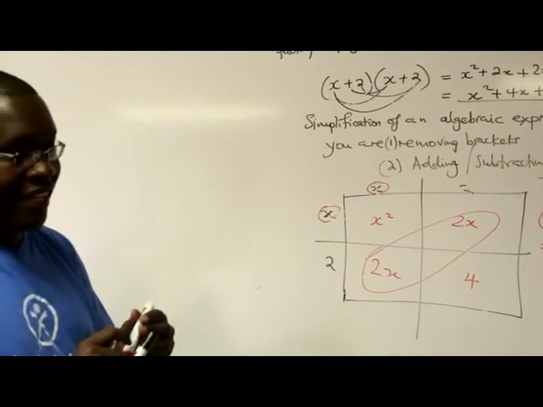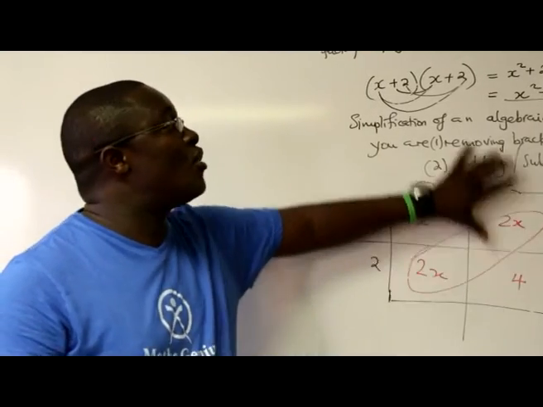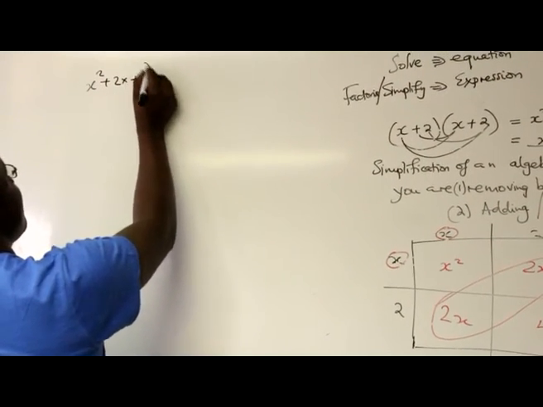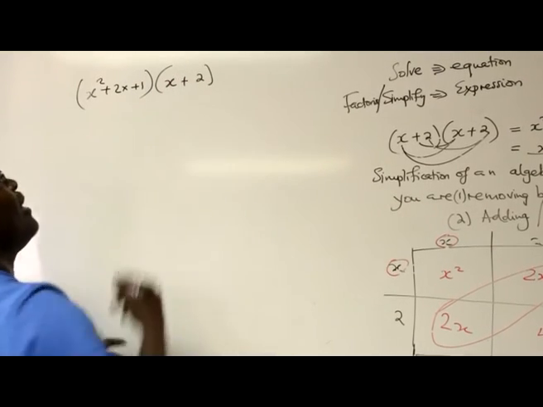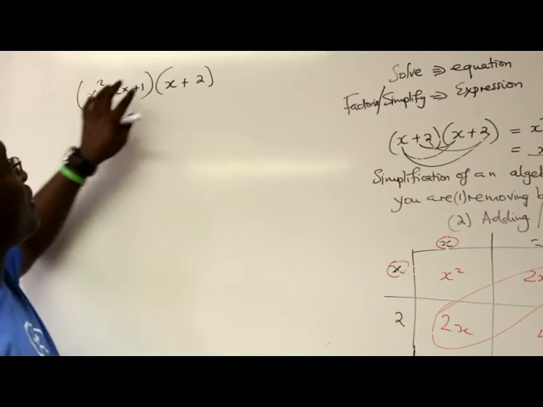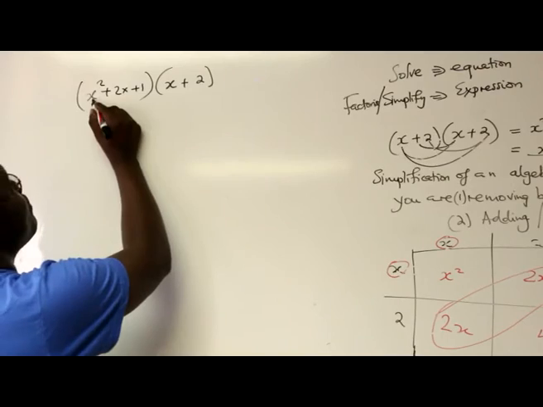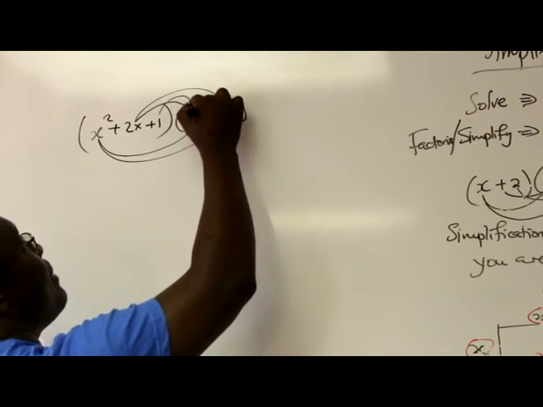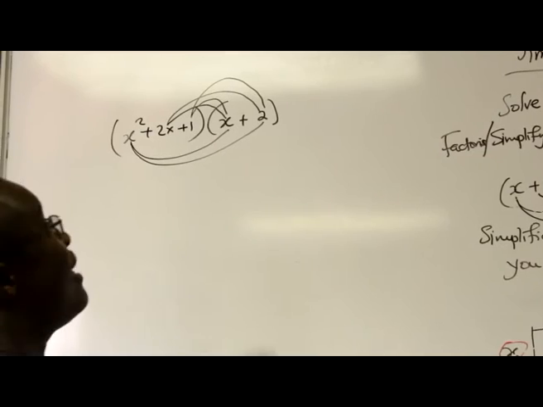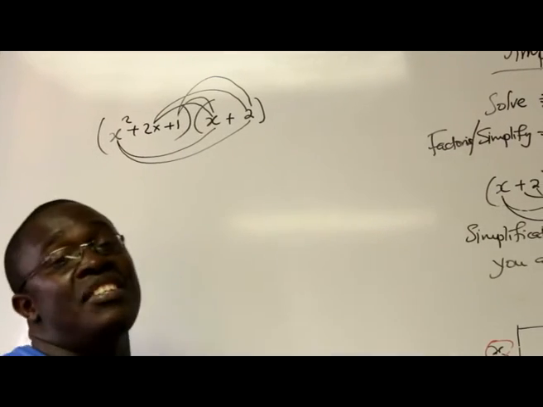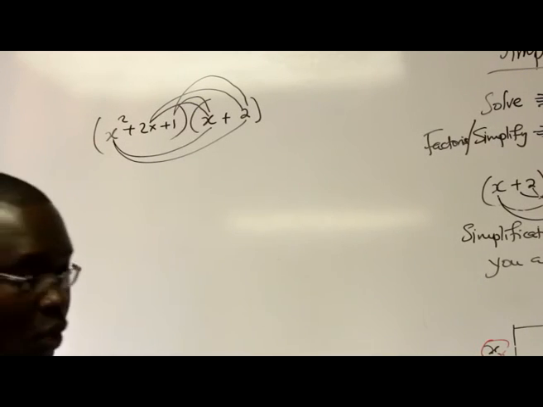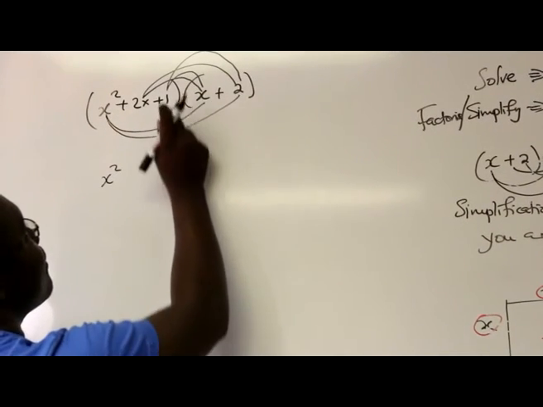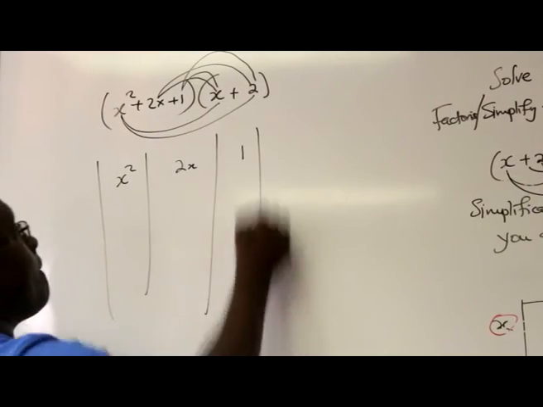Now, let's show the advantage of this method over the smiley face method. Let's say you've got x squared plus 2x plus 1 multiplied by x plus 2. I could have done three terms by three terms, but I'm just going to use a 3 and a 2 term. Here, you're supposed to multiply x squared by that, 2x by that, 1 by that. You see how many steps? Because you're doing it in a linear fashion, you might forget to multiply one or two. With this box method, you just go x squared, 2x, 1, boom, boom, like that.